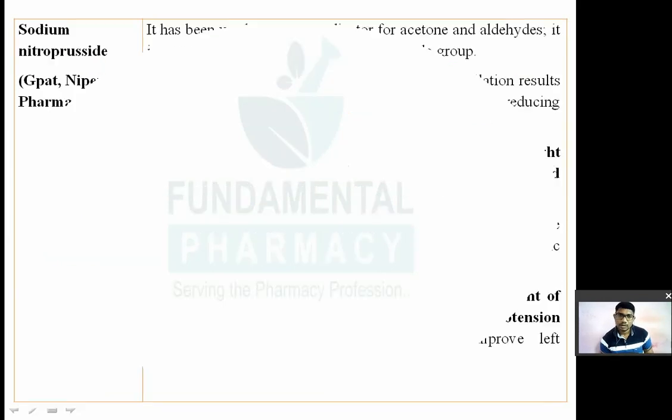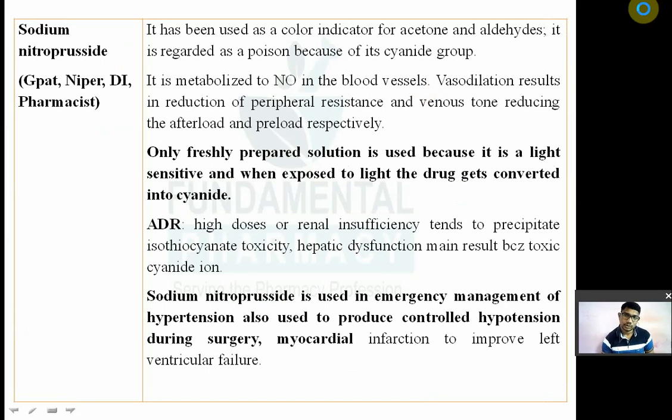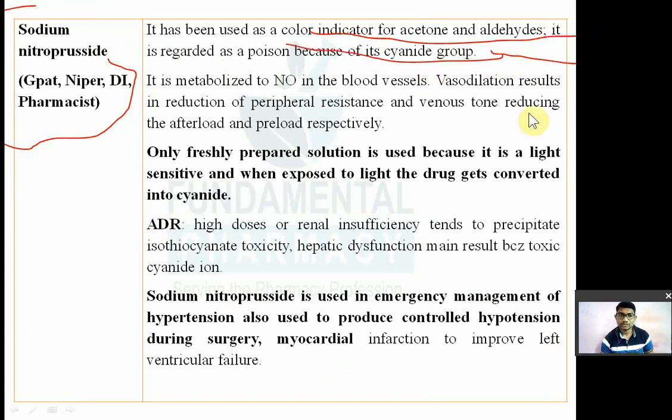Next one is sodium nitroprusside. Now it is known as an arterio plus venodilator. What does sodium nitroprusside do? It dilates both arteries and veins. It is used as a color indicator for acetone and aldehyde. It is also regarded as a poison because in sodium nitroprusside you have a cyanide group. It can cause poisoning.